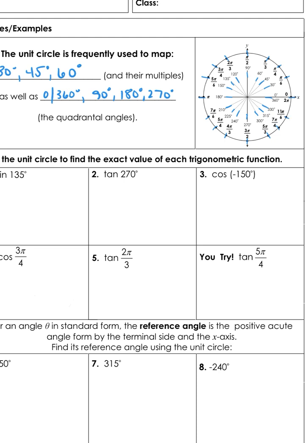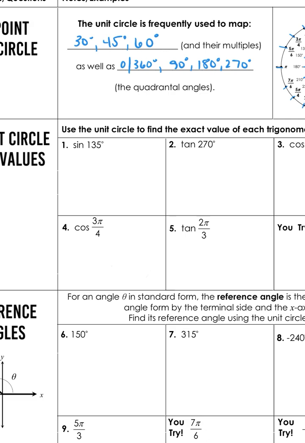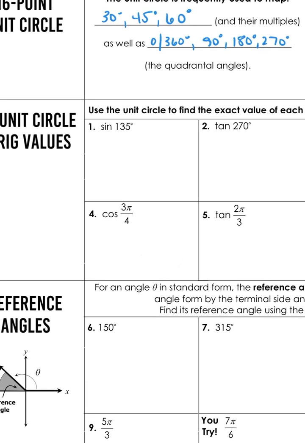So we're just basically using the same set of angles all the way around the unit circle. And when you look at their coordinates, you can see that the numbers basically stay the same. We just change the signs. So we're going to start by reviewing a little bit to find the value of each trigonometric function.